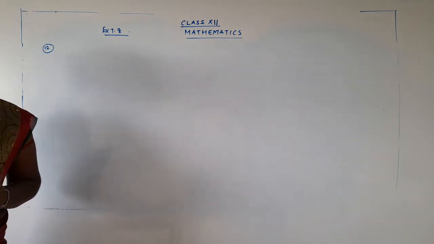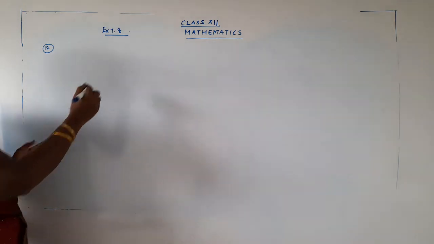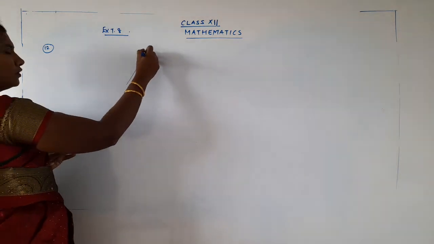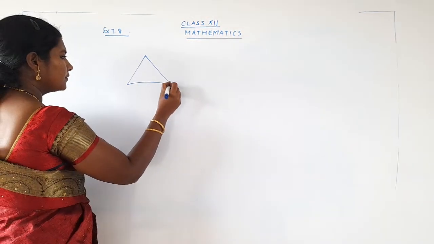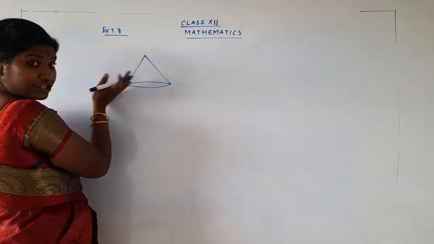So, what do you have? You have a hollow cone. Hollow cone means there is a space inside the cone. So, we will draw a figure of a cone. We have a hollow cone which is placed on the table. So, this is placed on a table.